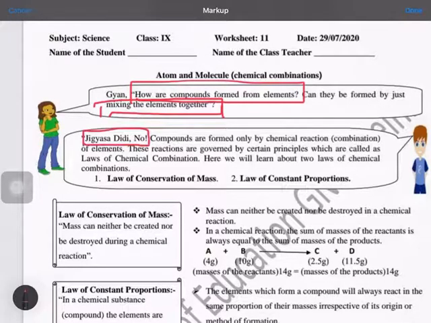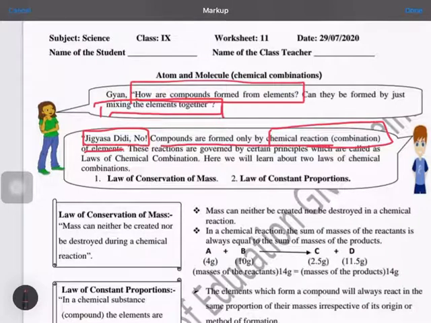Because we have learned in the previous worksheet that compounds are the chemical combination of different elements in a definite proportion. So he is replying that compounds are formed only by chemical reactions of the elements. You have to remember that a compound can be formed by chemical reaction only, not just by mixing them. By just mixing, we can only form a mixture.